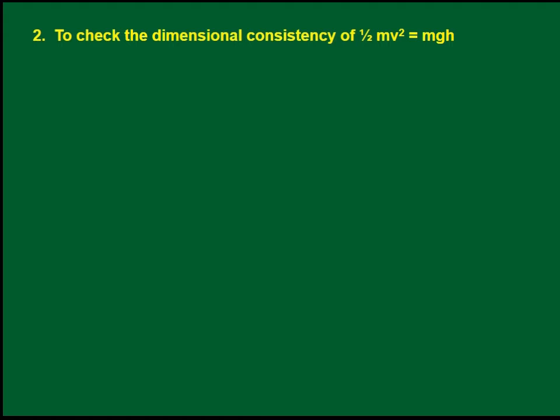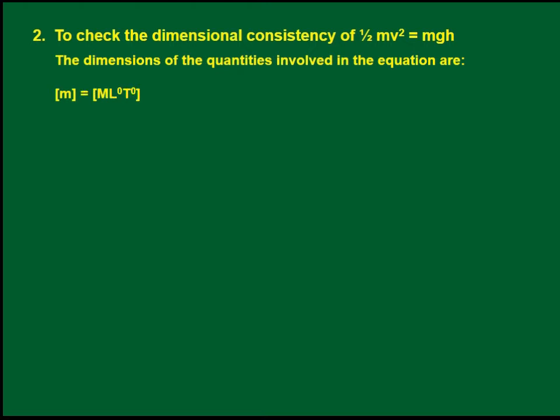Substituting the dimension in the left hand side, I got the dimension as M L square T to the power minus 2. Now you can check it out in mgh also. That is also M L square T to the power minus 2. m is the mass, g is acceleration due to gravity, and h is the height. You got the same result. So this is a dimensionally correct equation.